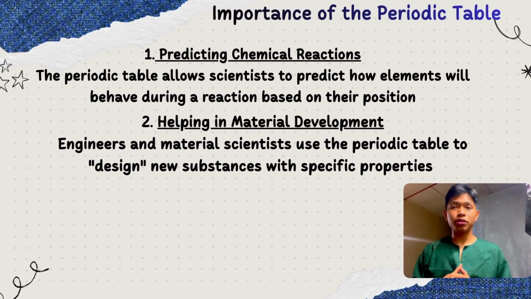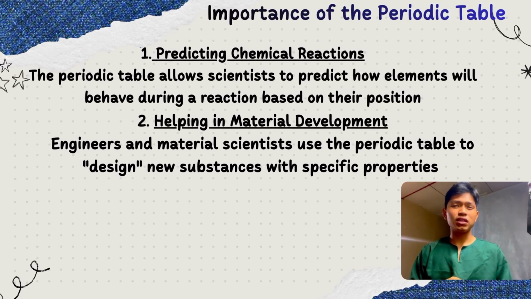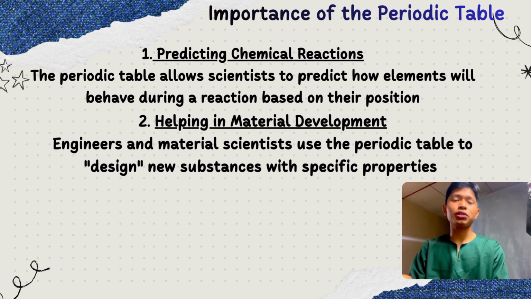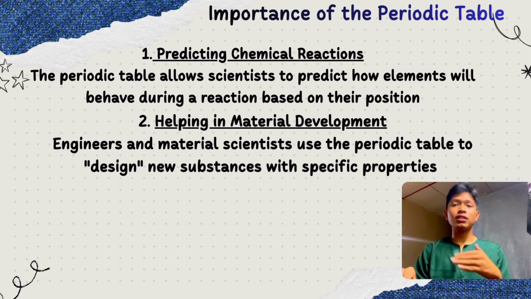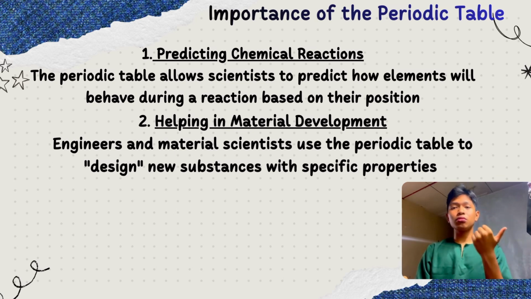For the importance of the periodic table, there are plenty, but I'm going to highlight the commonly known ones. Firstly, predicting chemical reactions. The periodic table allows scientists to predict how elements will behave during a reaction based on their position, a position that I have talked about before. Second, the periodic table helps in material development, especially in certain industries. Engineers and material scientists use the table to design, or we can say create, new substances with specific properties like strength, conductivity, or maybe heat resistance.